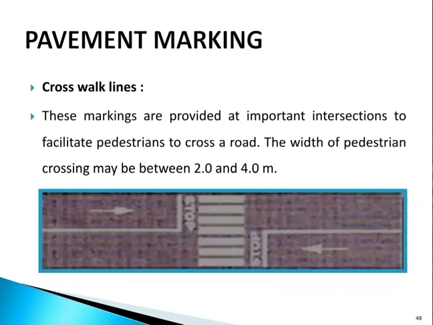And last one is crosswalk lines. These markings are provided at important intersections to facilitate pedestrians to cross a road. The width of pedestrian crossing may be between 2 and 4 meter. So you can see it in the image.